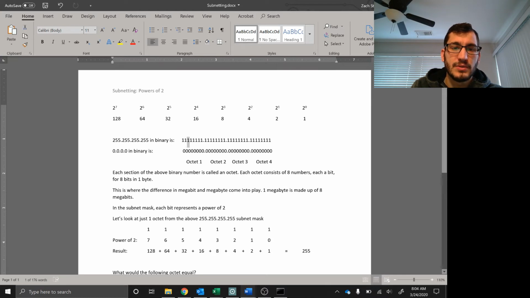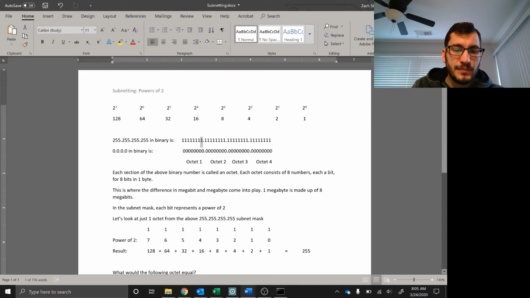The third one is 2 to the power of 5. The fourth one is 2 to the power of 4. The fifth one is 2 to the power of 3. The sixth one is 2 to the power of 2. The seventh one is 2 to the power of 1. And the eighth one is 2 to the power of 0.